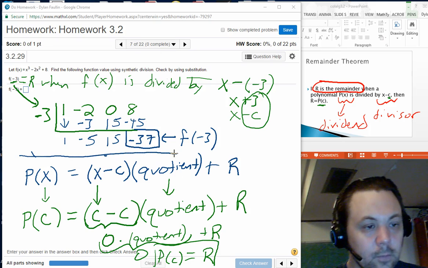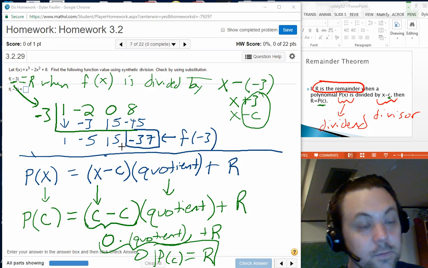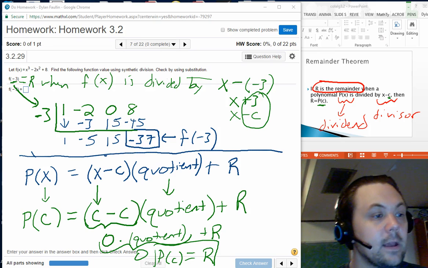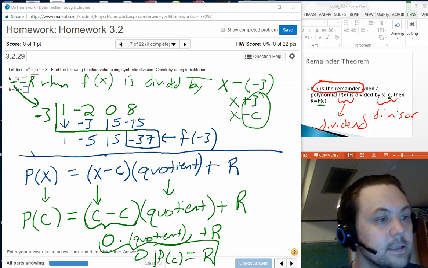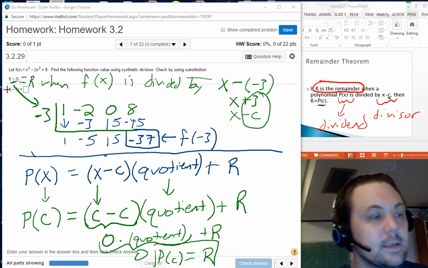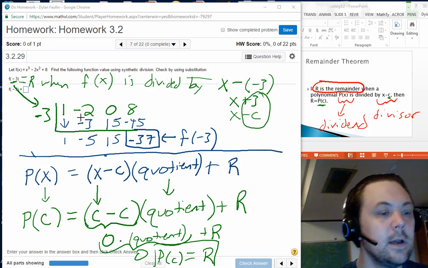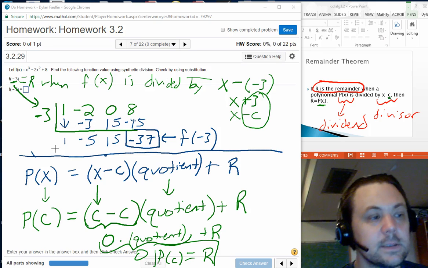So it's actually pretty fast. It actually works really well for finding the value of a polynomial. Rather than plugging negative 3 in and taking negative 3 to the third power, and then minus 2 times negative 3 squared, and being careless with the negative signs there, that's a very real issue. We can find the answer pretty easily using synthetic division.